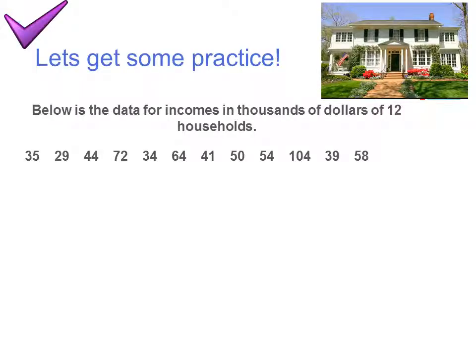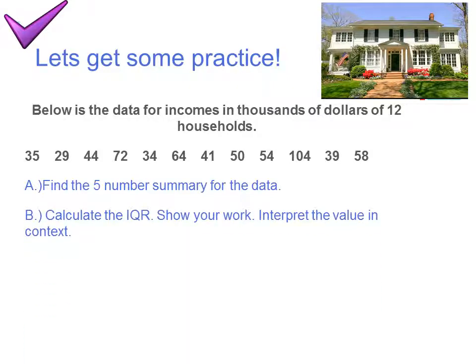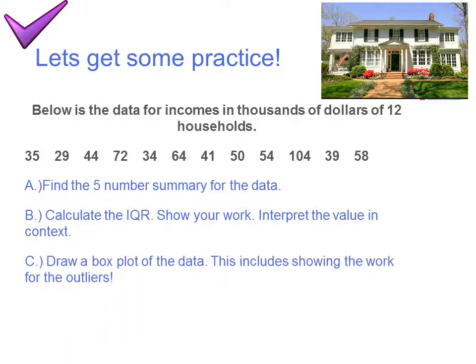Okay, so let's get a little bit of practice with some box plots. Below is the data for income in thousands of dollars for 12 households. All right, so here's what I would like you to do. After I've given you the directions, just take a minute and pause the recording. 1, please find the 5-number summary for the data. 2, calculate the IQR. Always show your work. Make sure you then interpret this value in context. So see if you can remember how to do that.